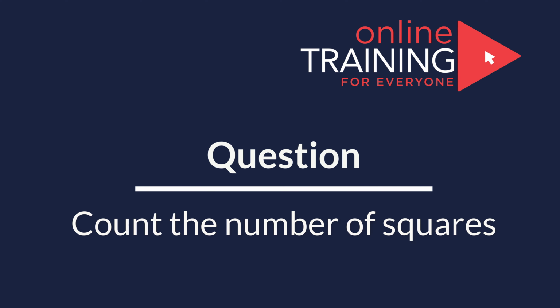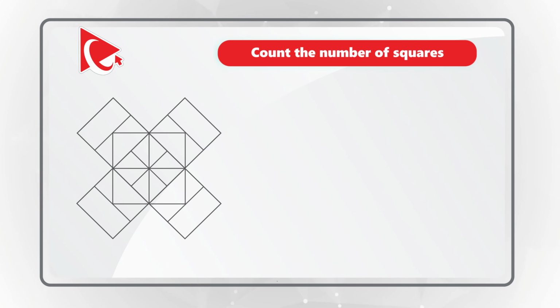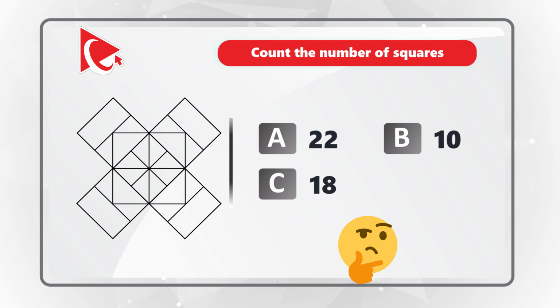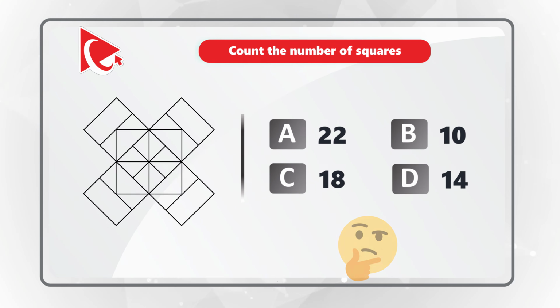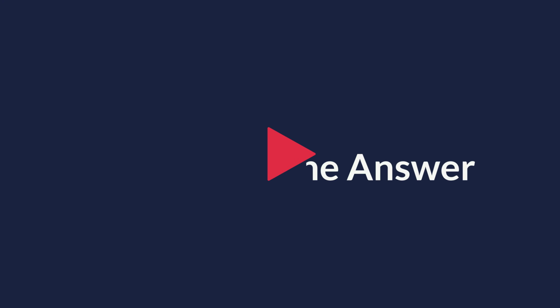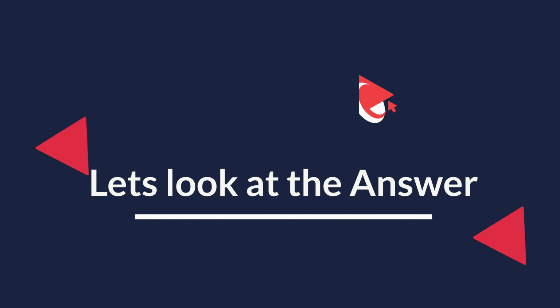Here's an interesting problem where you need to count the number of squares in the presented shape. The correct number is one of 4 different choices. Choice A, 22. Choice B, 10. Choice C, 18. And choice D, 14. Take a close look at the picture to see if you can come up with the right solution. I was really impressed, but there are 18 squares in this picture. Let me show them all to you.